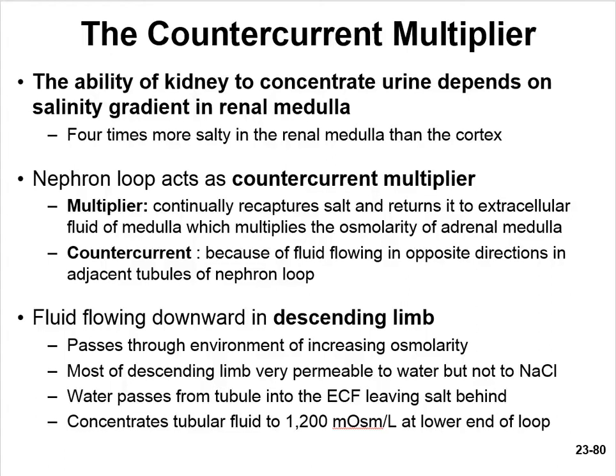As fluid flows down the descending limb of the nephron loop, it passes through an environment of increasing osmolarity. Most of the descending limb is very permeable to water, but not to sodium chloride. Therefore, water passes by osmosis from the tubule into the extracellular fluid, which then leaves the sodium chloride behind in the tubule. The tubular contents increase in osmolarity, reaching about 1200 milliosmoles per liter by the time that fluid rounds the lowest bend of the nephron loop.